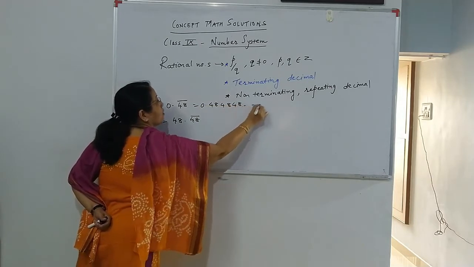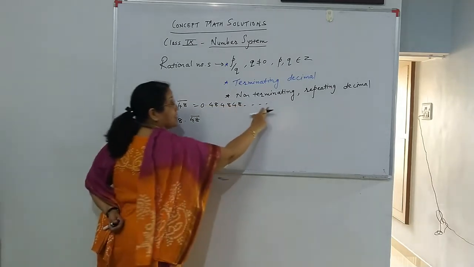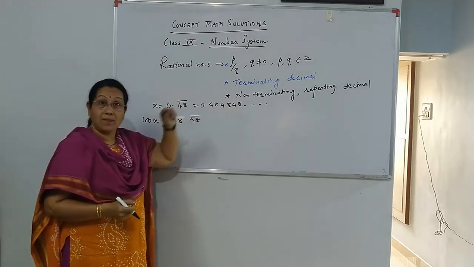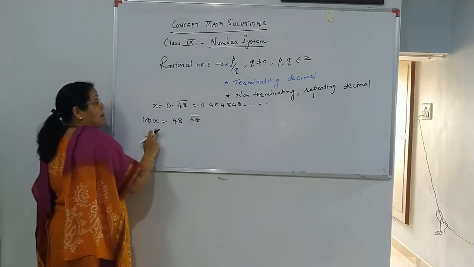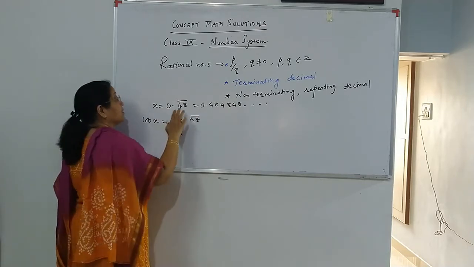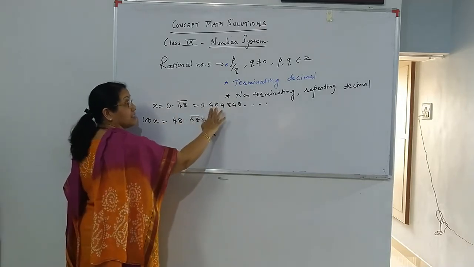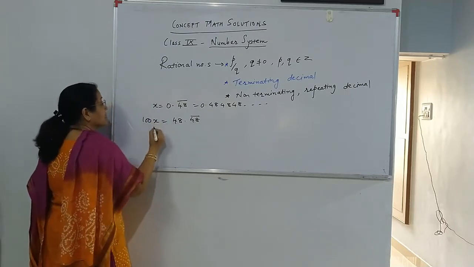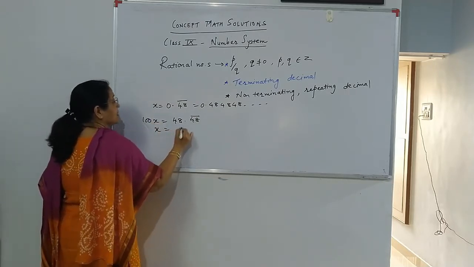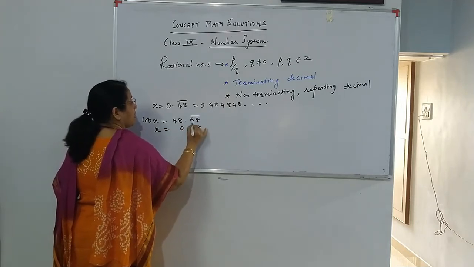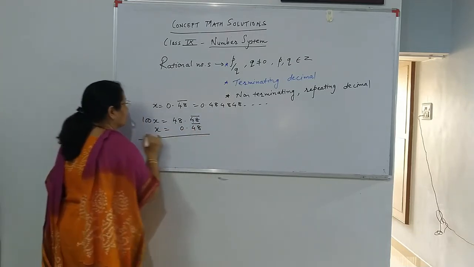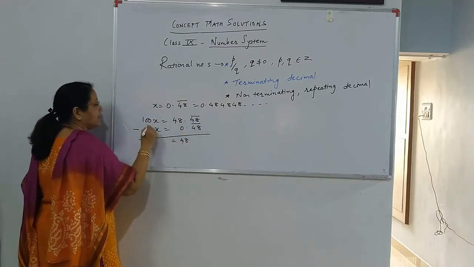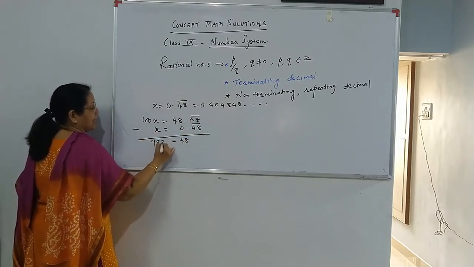There are two digits repeating under the bar. Because there are two digits, I will multiply left and right by 100. So 100x is equal to 48.48 bar, because this is 0.484848 and so on. If you don't put this bar, you are wrong. You must put the dot, because this is non-terminating but repeating. Why am I multiplying by 100? Because there are two digits under the bar which are repeating. Now this x is 0.48 bar. I am going to subtract both of them. If I subtract, this is 48, and 100x minus x, you all know, is 99x.